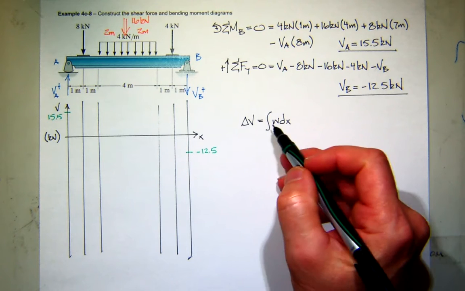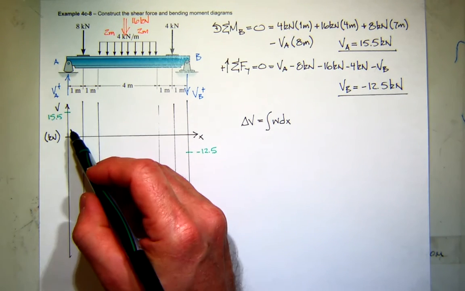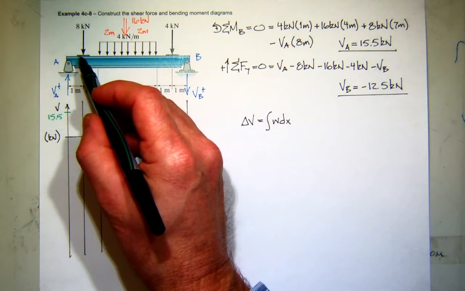So the change in shear is the area under the load curve. So I go up here under the first meter. What's my load?